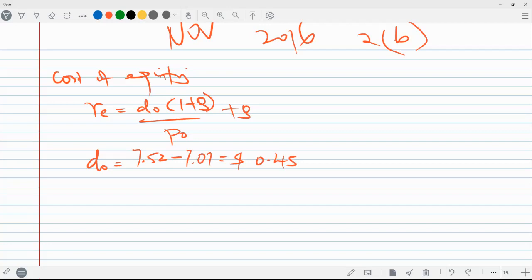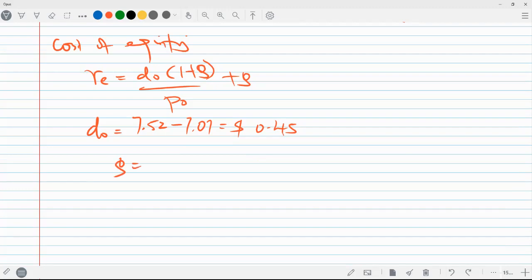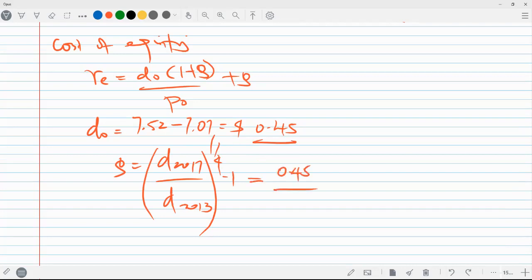You've been given the dividend for the last 4 years. Therefore, we can get the growth in the dividend. We take D2017 divided by D2013. How many years of growth? 4 years of growth. To the power of a quarter, minus 1. Therefore, 0.45, which we have just obtained here, divided by 0.37, to the power of a quarter, minus 1. What's the g?